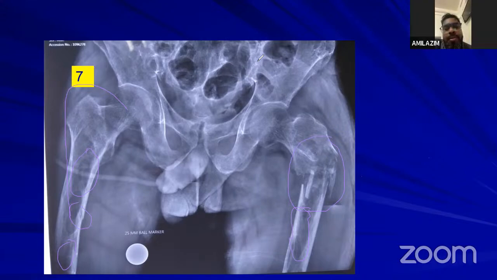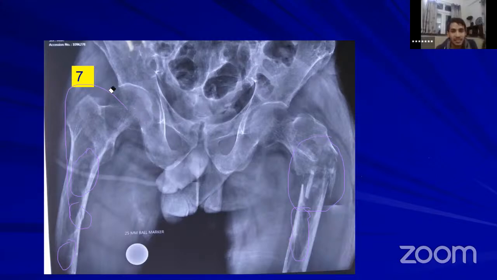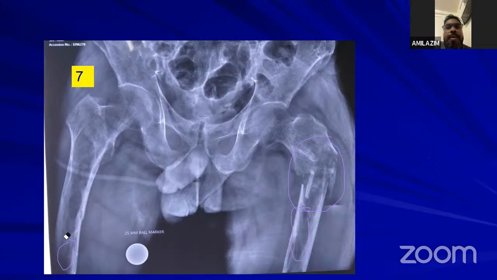Salt and pepper appearance. Yes, sir, will you see salt and pepper here? No, sir, in the skull. Where do you see salt and pepper appearance? Sir, skull, sir. Subperiosteal hemorrhage, which is skull, sir. In the skull. Okay, what? This is a moth eaten type of lesion.